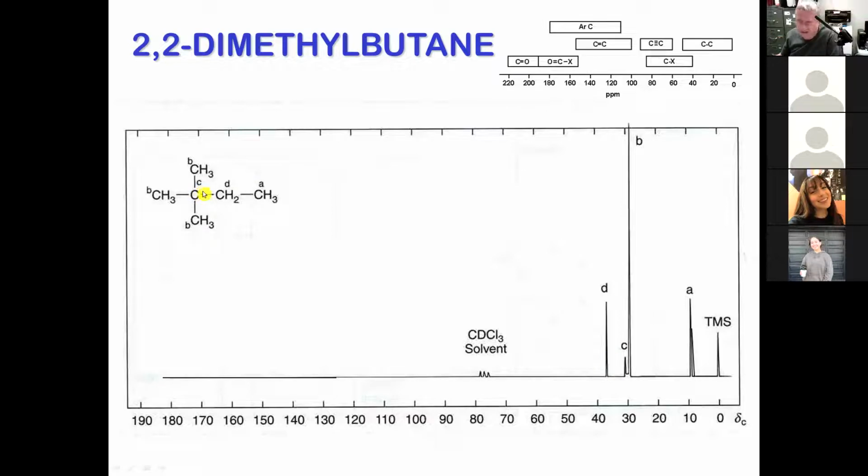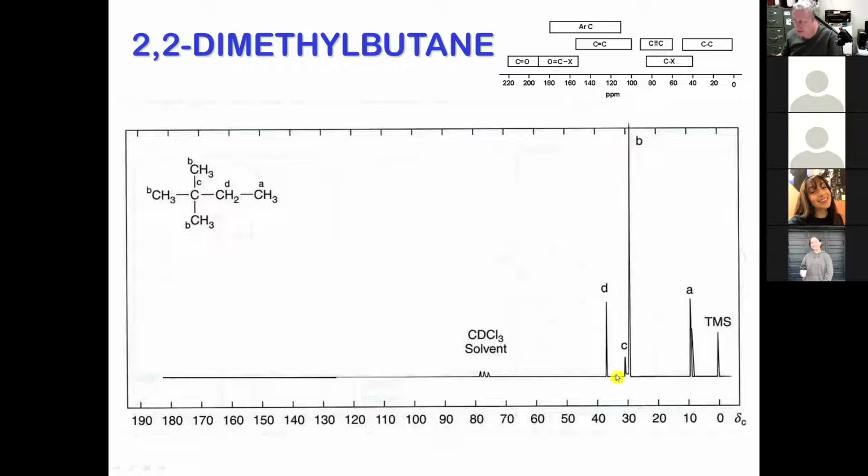There are some weird reasons for that I'm not going to get into. But C is really tiny. Look at C. It's the tiny one. And that's called a quaternary carbon. So in terms of peak size, big peaks are maybe multiple carbons. Small peaks are maybe no CHs. And then everything else is just kind of buried in there.